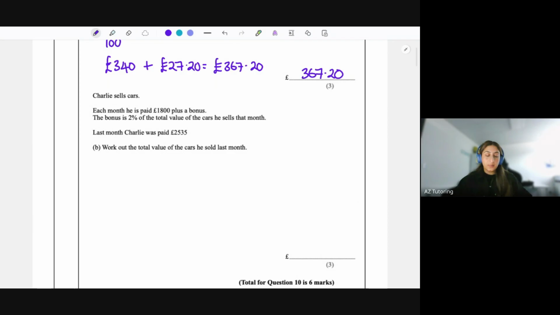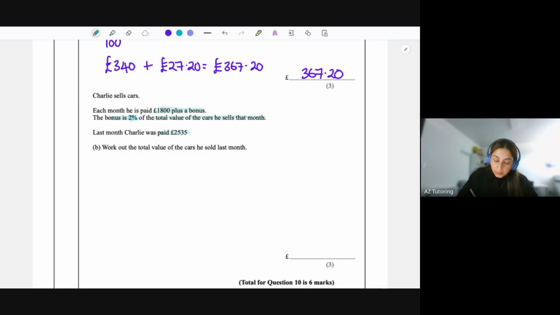So moving on, Charlie sells cars. Each month he is paid £1,800 plus a bonus. The bonus is 2% of the total values of cars he sells that month. So last month, Charlie was paid £2,535. Work out the total value of the cars he sold last month.